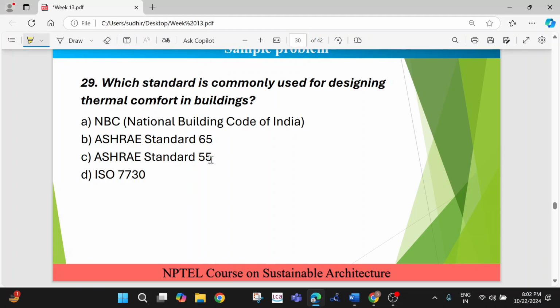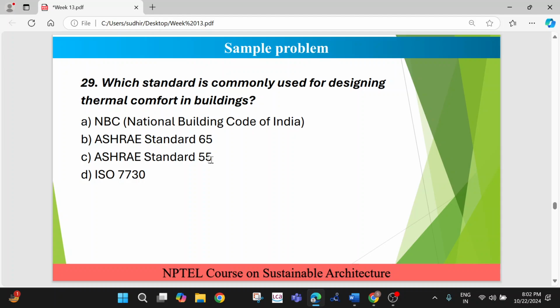So C is the right answer for this question. ASHRAE 62.1 is dedicated to the ventilation and indoor air quality of a building. Similarly, this ASHRAE 55 standard, let me mark it, is commonly used as a benchmark for designing thermal comfort in building interiors, and it specifies the required thermal conditions for human occupancy and is a globally accepted standard. Fine. Can we move to the next question?